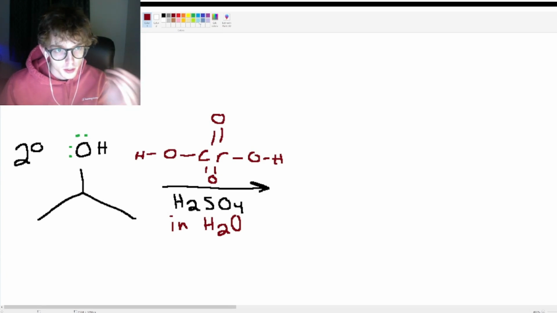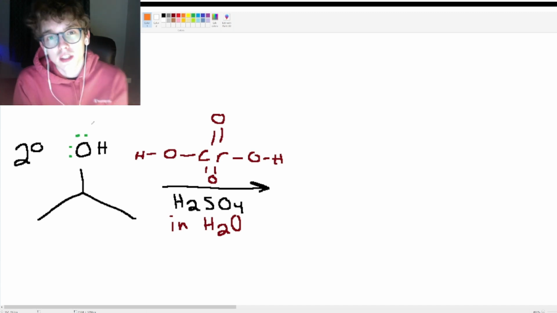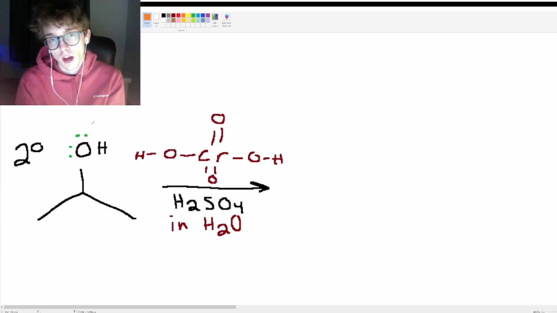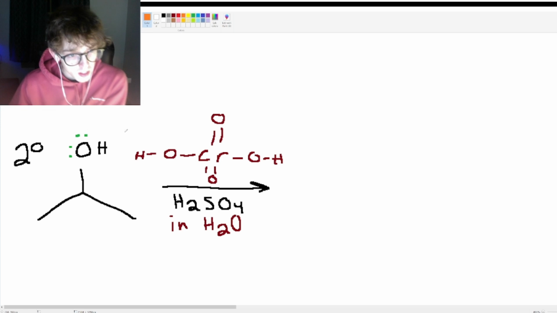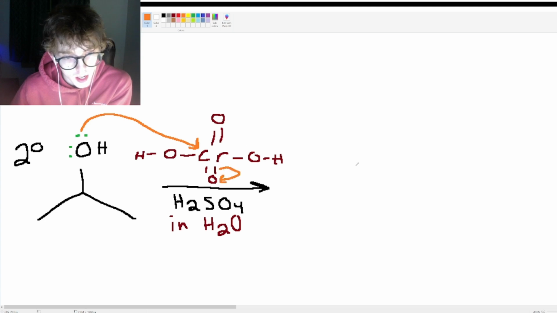Okay, so we have quite a few mechanisms, and I don't know how long this video is going to be. I hope not too terribly long, but I can already see it's going to be a long video. So we're going to start with the easiest of the mechanisms, which is the secondary alcohol into the ketone. So it starts like this. Our oxygen comes out to the chromium, and it's going to kick electrons onto this oxygen.